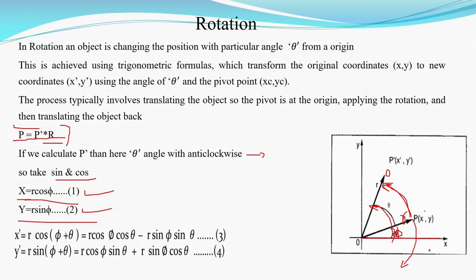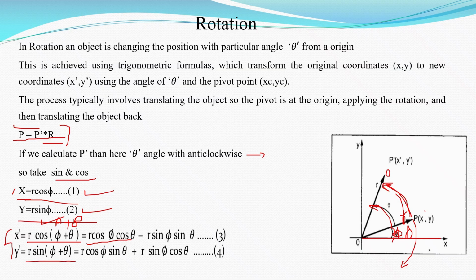Okay. Once we want to calculate x dash y dash, that is P dash, we take the help of phi plus theta, meaning we take both phi and theta values, right? We are rotating here. So for that we take x dash equals r cos of phi plus theta, meaning we are taking cos a plus b. We have to expand this formula. What we get is r cos phi cos theta minus r sin phi sin theta. This is the trigonometric cos a plus b formula. We are just putting the values here.